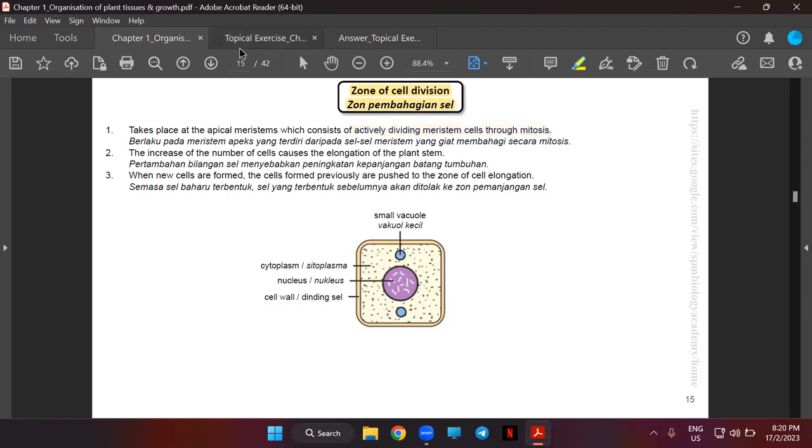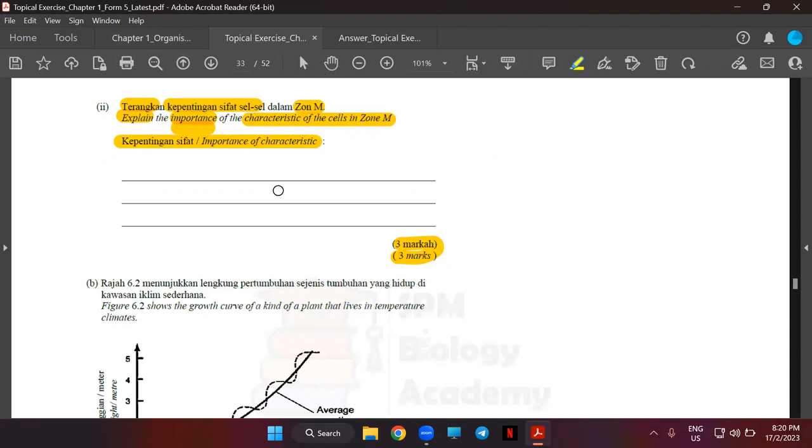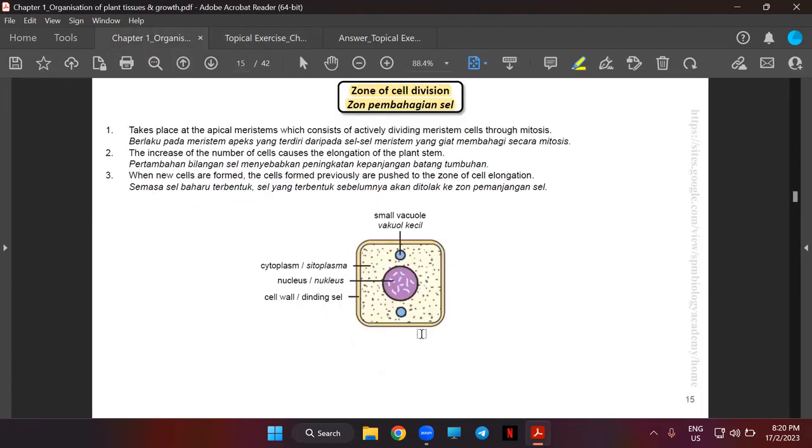Okay, jawapan dia ialah, so we write first, importance of the cells in zone M. What the cells in zone M do. So jawapan pertama ialah: consists of actively dividing meristem cells through mitosis. Terdiri daripada sel-sel meristem yang giat membahagi secara mitosis.